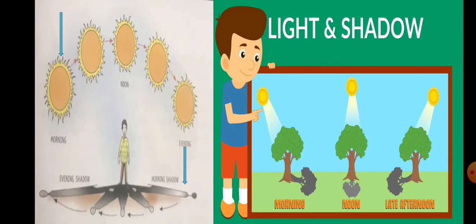Okay, now second is evening. This boy's shadow in the evening time forms on the left side and the sun is present on the right side. So again this shadow forms on the opposite side of the sun. In the afternoon you can see the sun is up. That time this boy's shadow forms down.